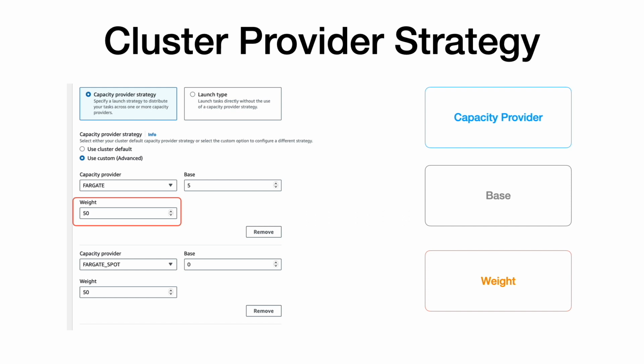For instance, I can say that 50% of my tasks should run on Fargate and 50% of my tasks should run on Fargate Spot. Base attribute indicates the minimum number of task instances to be run before any strategy is applied. For instance, I can say initialize my task instances on Fargate only, till the count reaches 5. Once done, the tasks can be spread across based on the strategy. For this, I will just put 5 as the base attribute value for Fargate Capacity Provider.